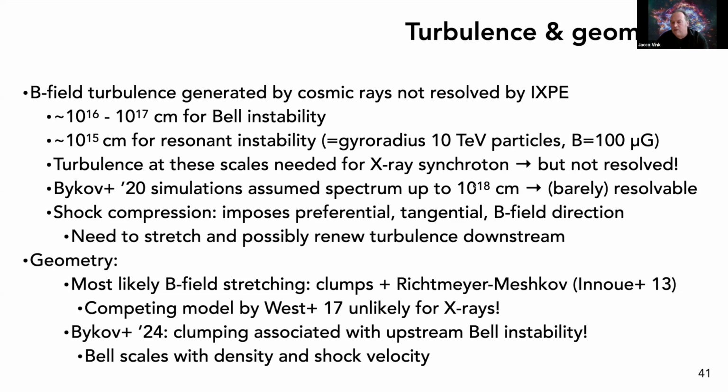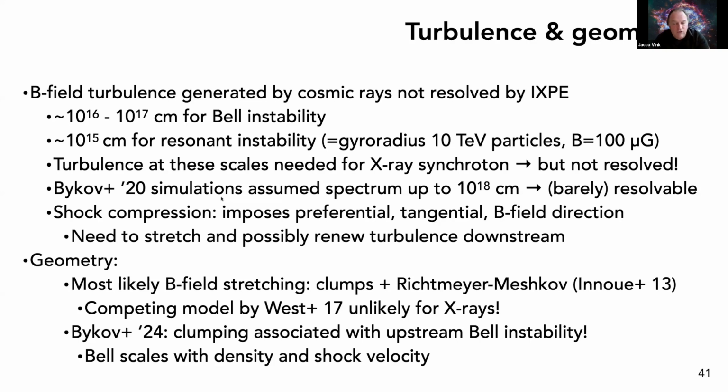The Bykov simulation had a cutoff spectrum around 10 to the 18 centimeters. So there you would sort of resolve the peaks in the turbulent spectrum. So that tells you that most of the turbulence must indeed be below the resolution of IXPE. So what we expected is at a shock front a tangential magnetic field and maybe some stretching later. What we found now out is that the stretching of the magnetic fields must happen very close to the shock front, within 10 to the 17 centimeter for Cas A and Tycho's supernova remnant.